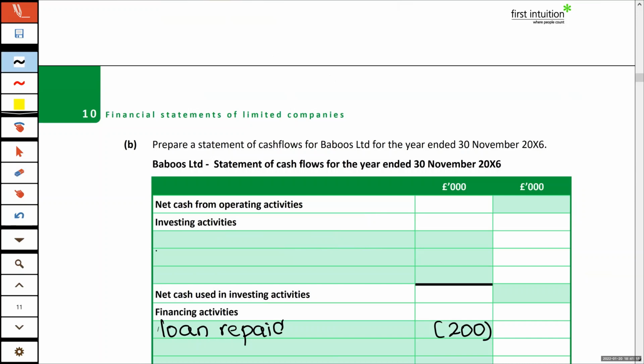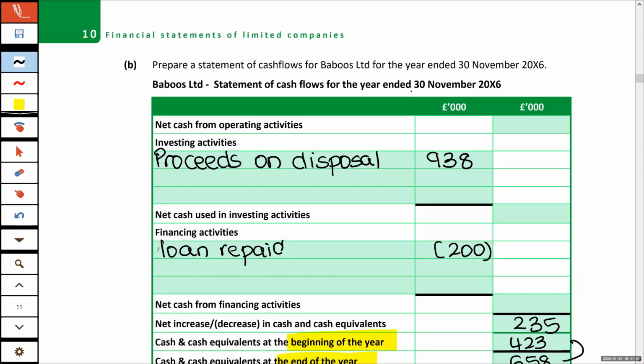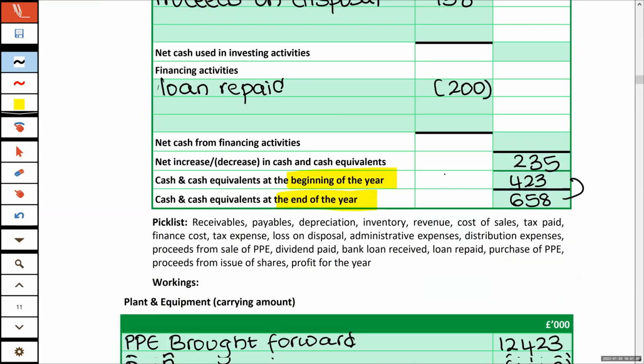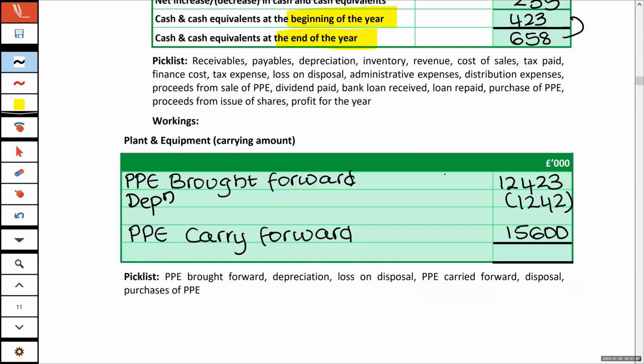Therefore now, proceeds on disposal is cash coming in, $938. Not forgetting, our carrying amount is what we will deduct from our PPE because we no longer have that asset. So minus disposal, 1,750.